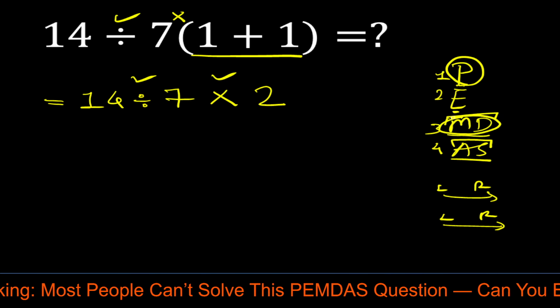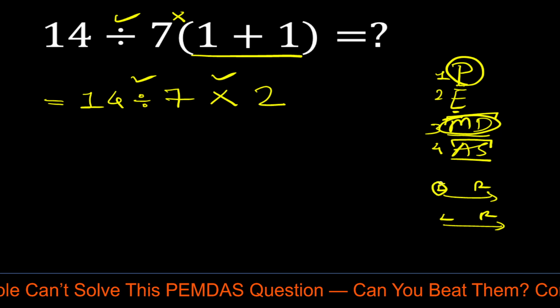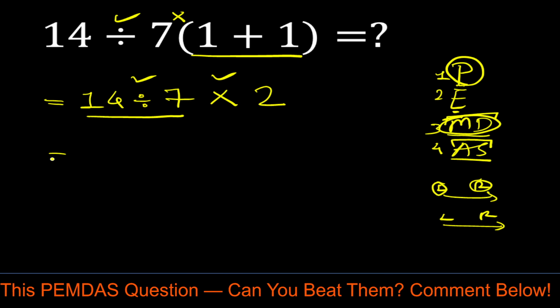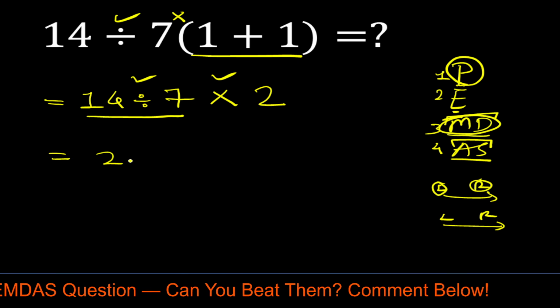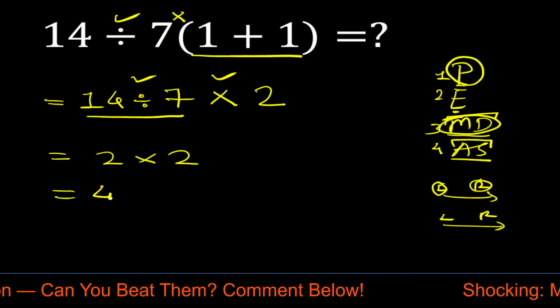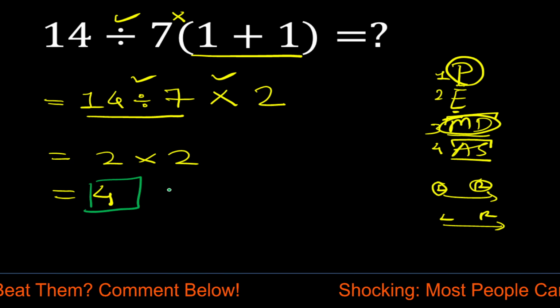So multiplication and division both have equal priority. So we have to solve it from left to right. So first we have to solve this division. So 14 divided by 7 is equal to 2 times 2, right? Now 2 times 2 is equal to 4. So the correct answer is 4, right?